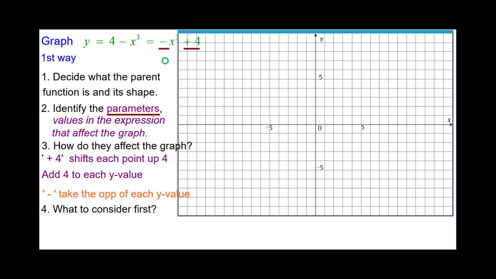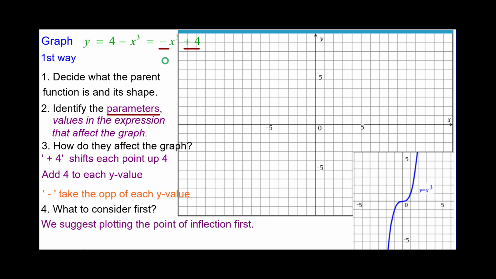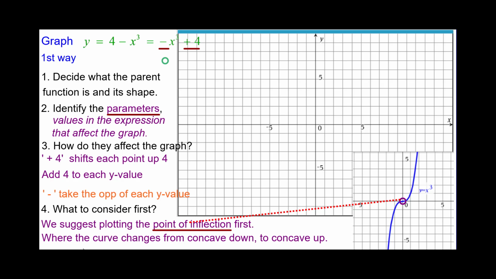What do we consider first? Well, we suggest plotting what we call the point of inflection first. And the point of inflection is right here, normally at the origin. And by definition, this is where the curve changes from concave down, like a frown, to concave up, like a smile, where it changes concavity.